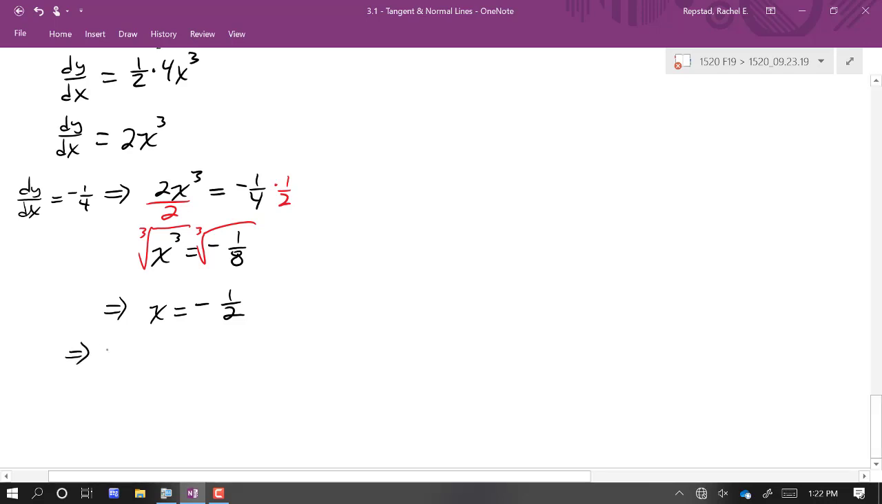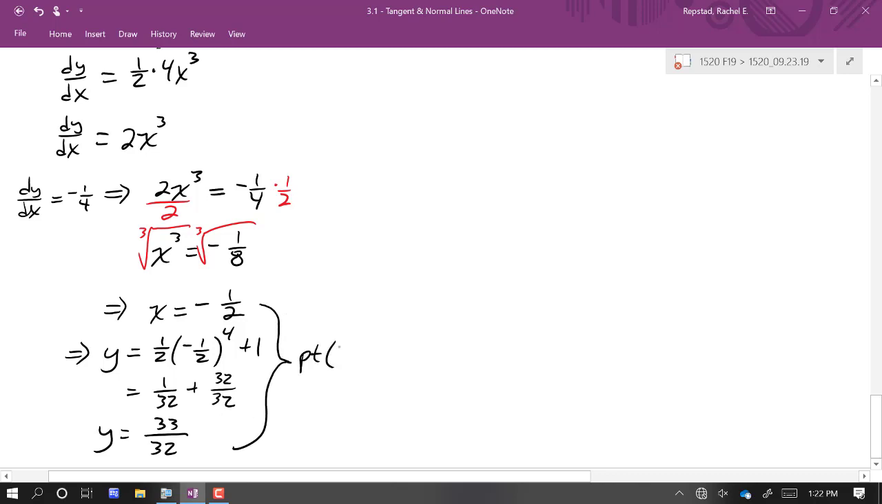So let's go ahead and do that. So it was 1/2 x to the 4th plus 1. So 1/2 times negative 1/2 to the 4th plus 1. Negative 1/2 to the 4th is positive 1/16. If you multiply that by 1/2, you get 1 over 32. Plus 1, or 32 over 32, is 33 over 32. So our point is negative 1/2, positive 33 over 32.